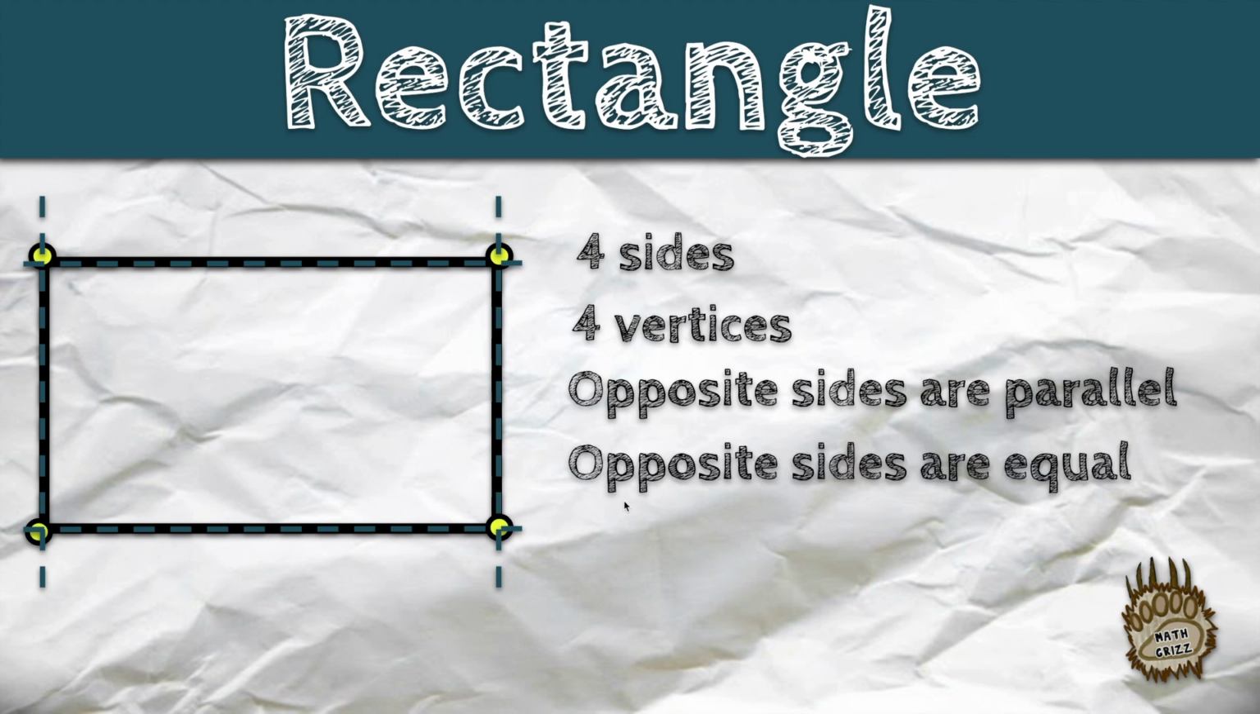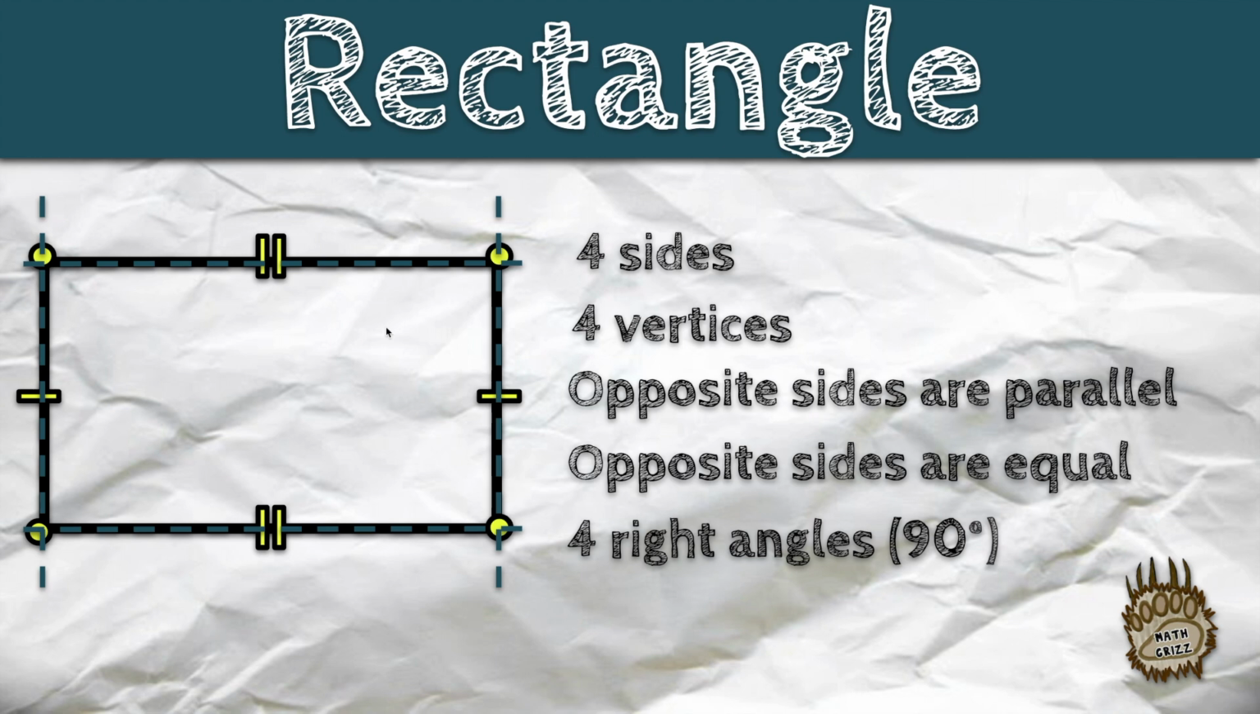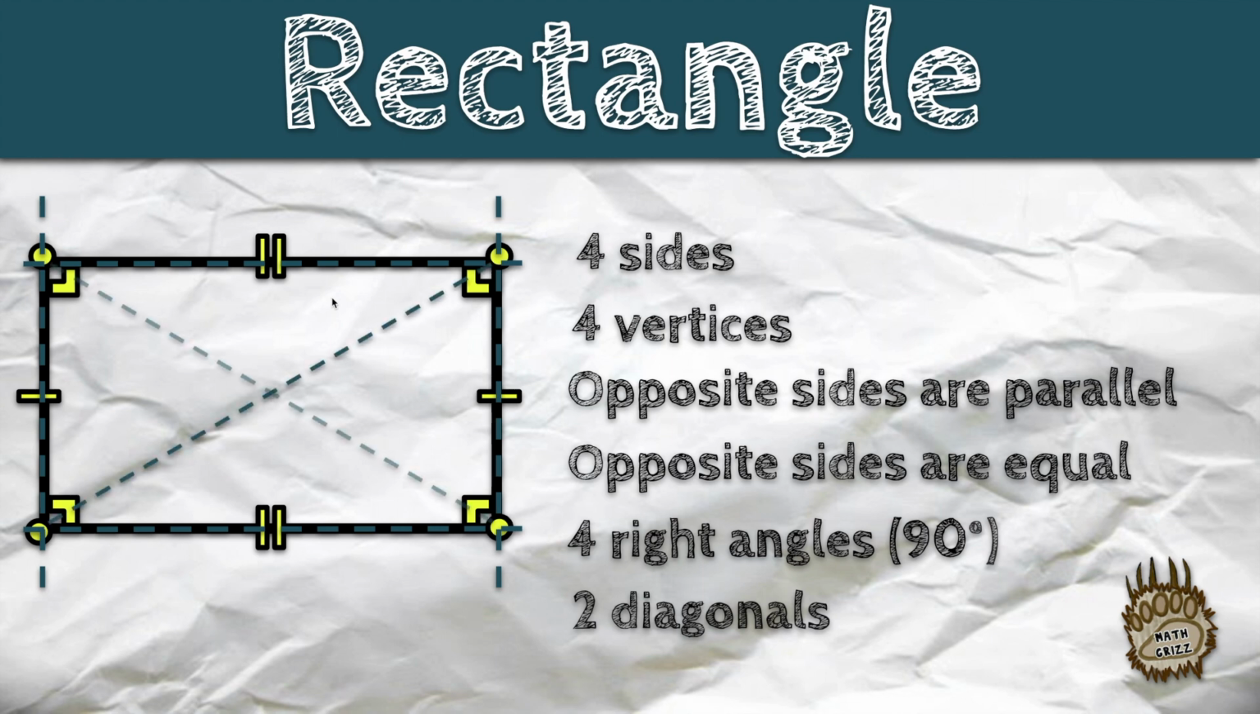Another thing to keep in mind is that the opposite sides are equal. This side is equal to this side. So from here to here is the same distance as from here to here. And then this side is opposite to this side. So that means that both of these sides are the same distance. They are equal. Four right angles, so just like the square, each angle is a 90-degree angle. And lastly, rectangles have two diagonals, 1 and 2.